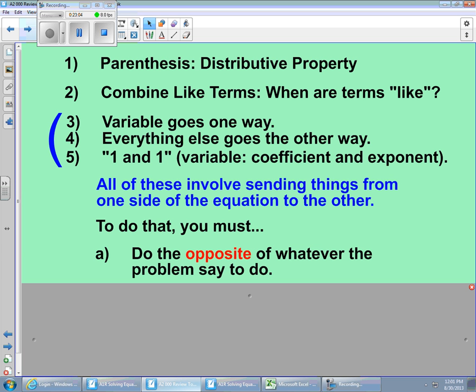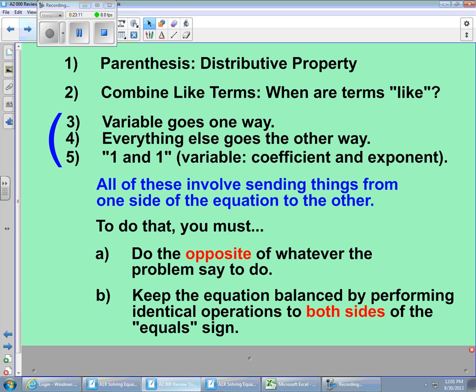What's the opposite of multiplying? The opposite of that would be dividing by negative 4. And of course, the one thing that you've absolutely got to pay attention to at all times is to keep the equation balanced by performing identical operations to both sides of the equal sign.